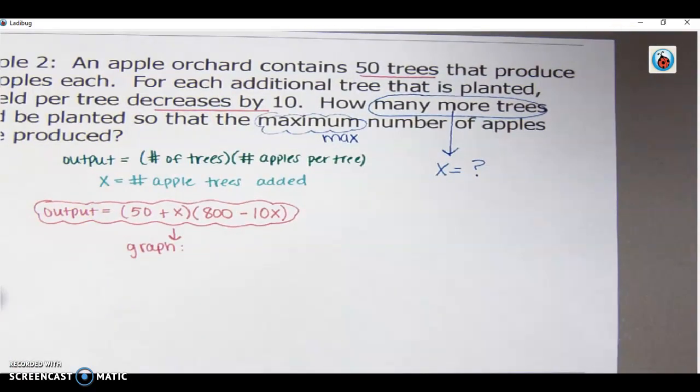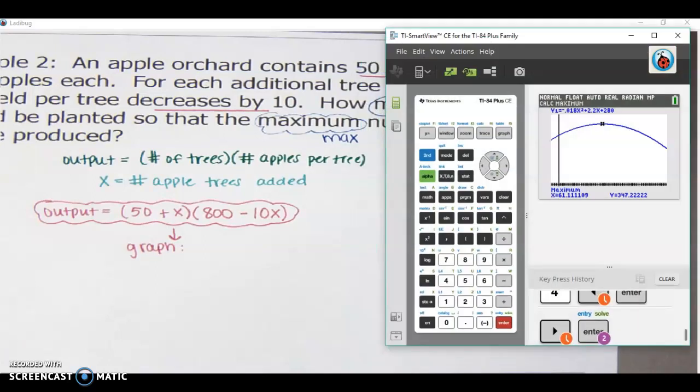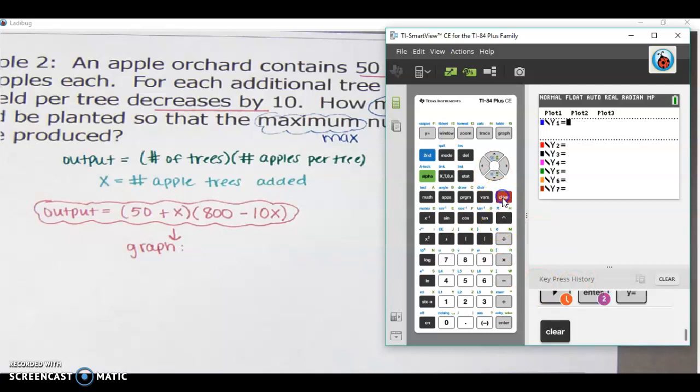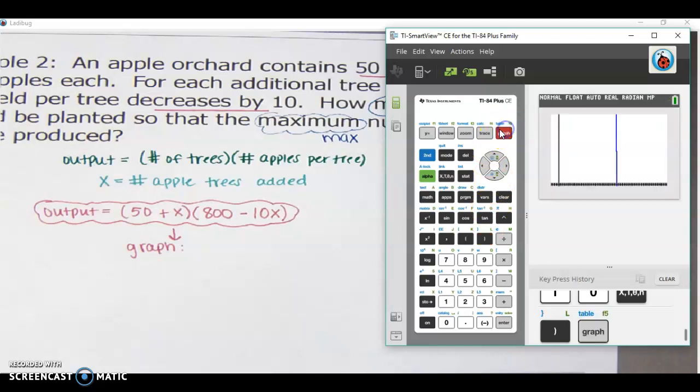So let's go ahead and get our calculator. And I'm going to go ahead and clear my y equals. And we're going to type this in. You're going to type it exactly like it looks with the parentheses. So 50 plus x, parentheses, times 800 minus 10x. Okay, and we'll go ahead and graph, see what happens. So see how I can only see a line on here? So that's not really helping me visualize what's going on.